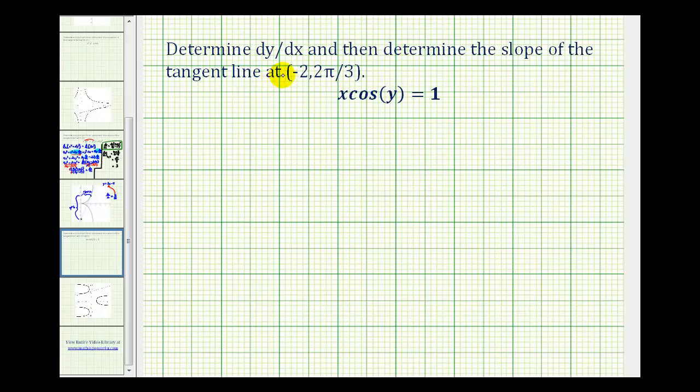We want to determine dy/dx and then determine the slope of the tangent line at the point -2, 2π/3. So we're given the equation x times cosine y equals 1. This is an implicit equation, so we'll perform implicit differentiation to determine dy/dx. We'll differentiate both sides of the equation with respect to x.